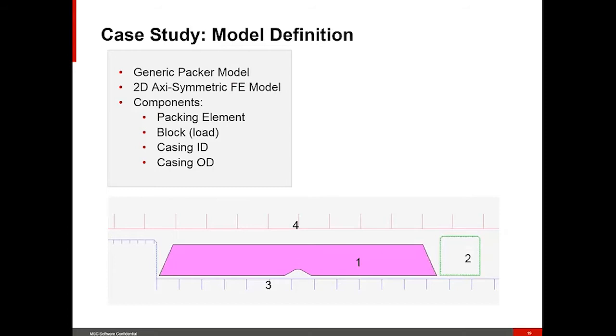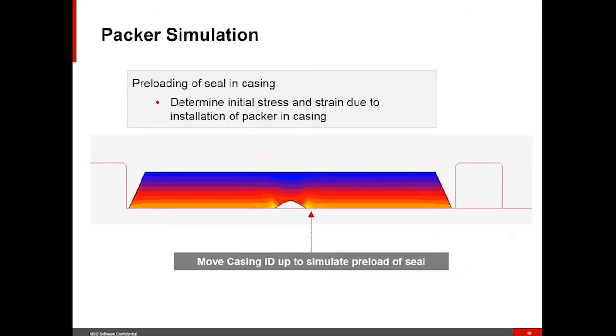Here we have a simplified packer design with only a few basic components. The first one is the packer element in the center. The second one is a block on the right-hand side. The third one is the casing ID. And the fourth one is the casing OD. This is an axisymmetric problem, so we are going to solve this problem with 2D axisymmetric elements.